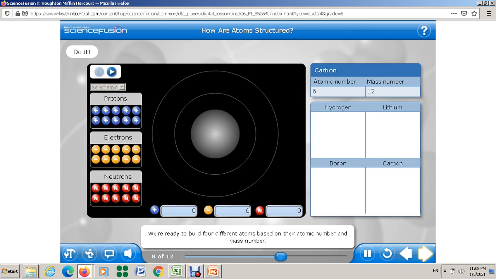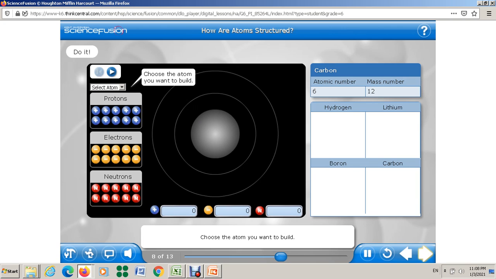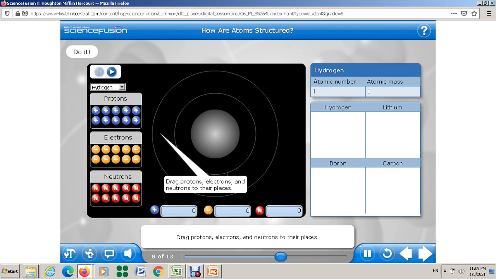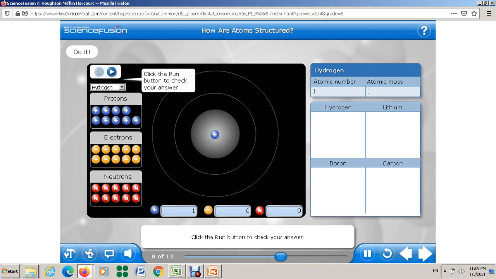We're ready to build 4 different atoms based on their atomic number and mass number. Choose the atom you want to build. Okay, let's choose the atom we want to build. I'll start with hydrogen. Look at the atomic number and mass number of the atom you chose. Drag the protons, electrons, and neutrons to their places. Okay, atomic number 1, which means I'm going to put only one. Click the run button to check your answer. I'll see if it's 1 here.